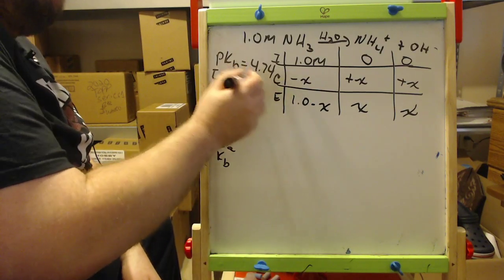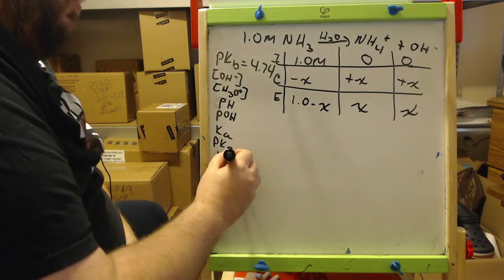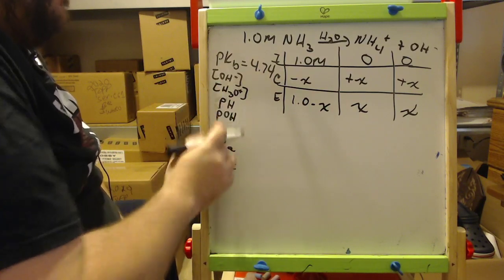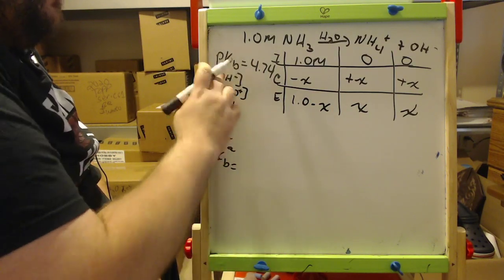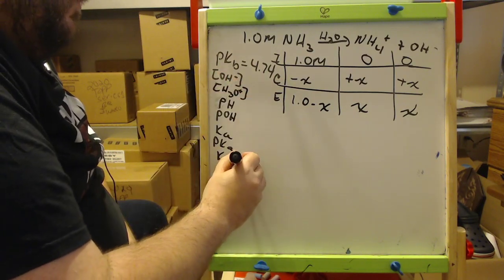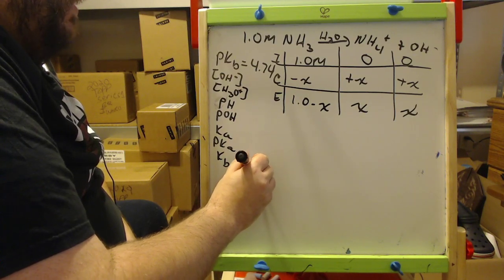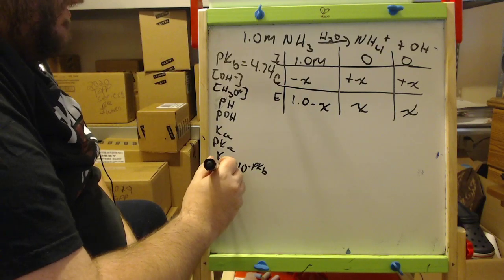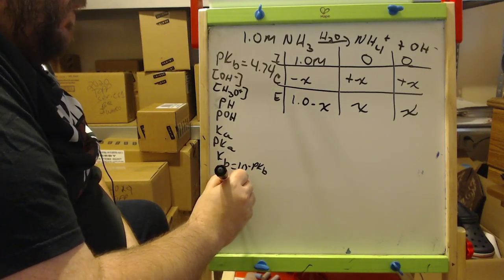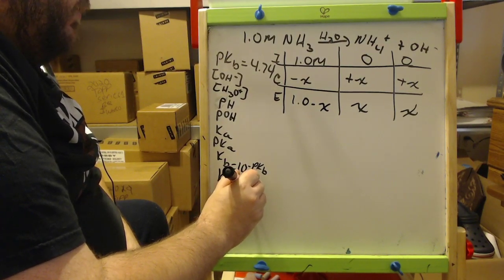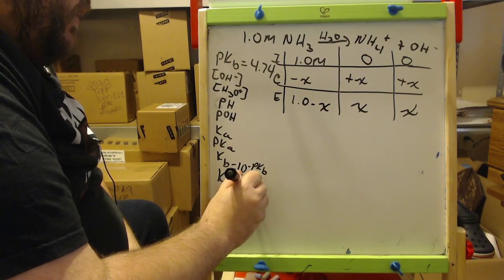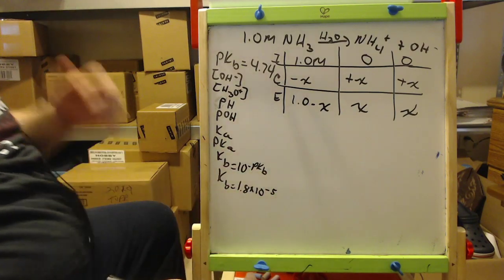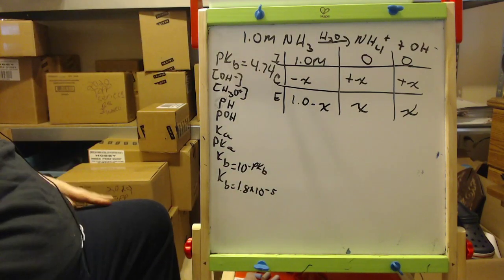Now, they gave me a pKb. I want to know what my Kb is. I need to know what my Kb is in order to solve for everything else, at least for these up here. Well, 10 to the minus pKb is going to give me my Kb. My Kb just so happens to be 1.8 times 10 to the negative fifth. Should look familiar. That was the Ka for acetic acid, and that's why I'm doing this one.